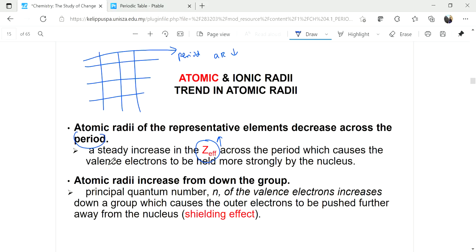So that is what will happen to the trend in atomic radius in a period. For the atomic radius trend going down the group, the atomic radius increases. As we go down the group, the atomic radius increases because the shielding effect increases. So what are the nuclear charge, what is the Zeff, and what is the shielding effect?